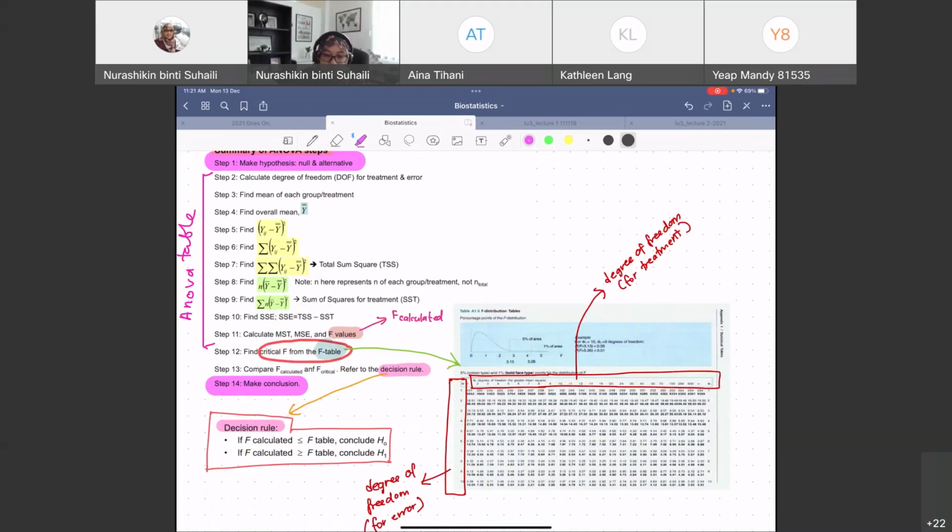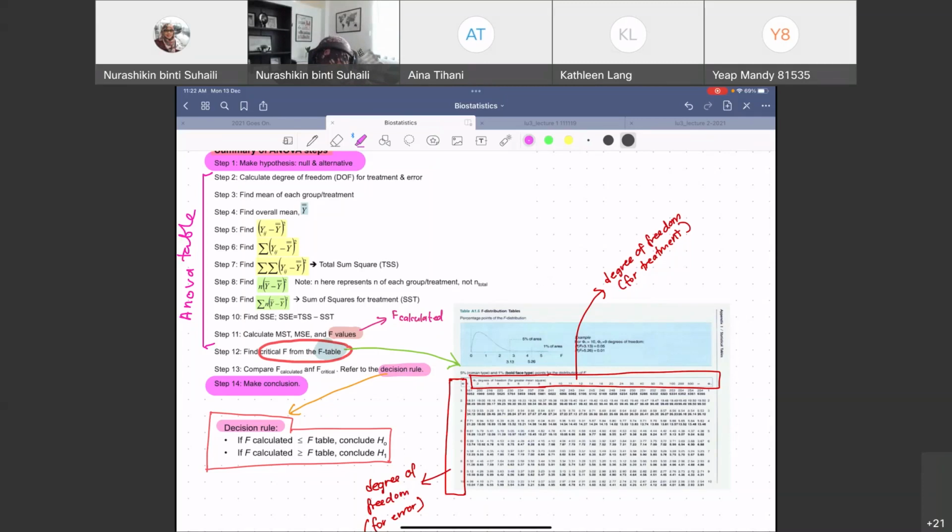The last step is to make a conclusion. How to make a conclusion? You have to go back to your hypothesis. State specifically the treatments that you are comparing. Depending on your decision, you say there is a difference or there is no difference between the specific groups or treatments. And for finding the critical F, you have to know how to use this table.